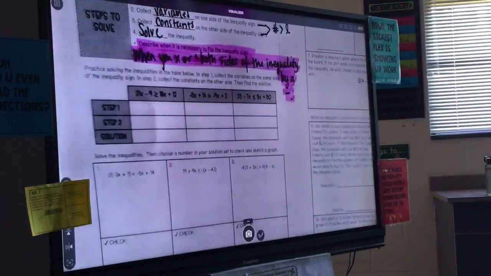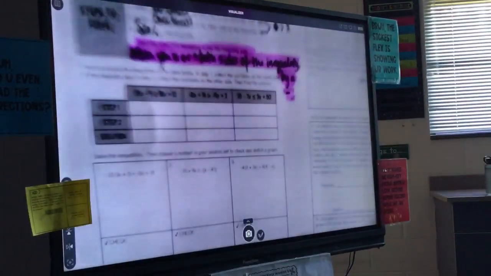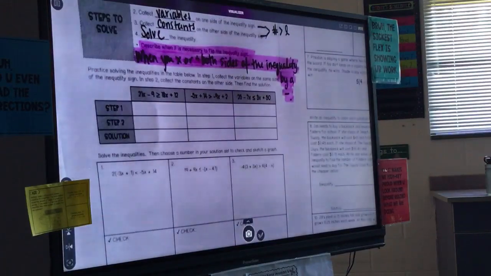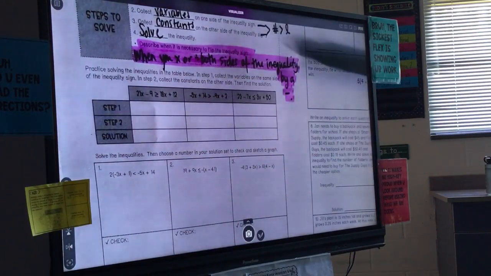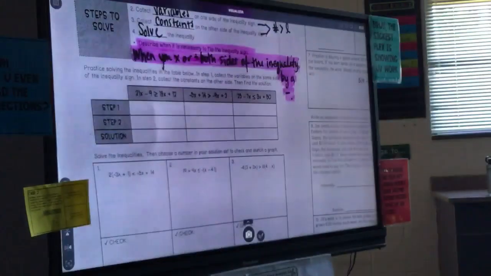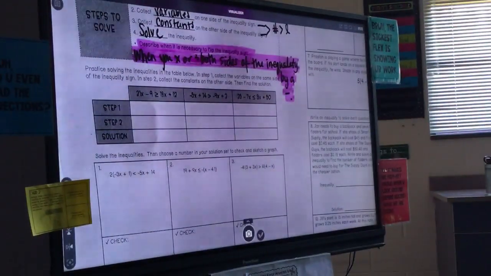All right, we're gonna go through some of these and do some of these together. You guys are gonna do some of these with your partner, and then you're gonna do some of these on your own. So the first one, we're gonna practice solving inequalities in the table below. What we're gonna do is put our steps in parentheses, which will be hard if you are super sloppy or you don't write very small.